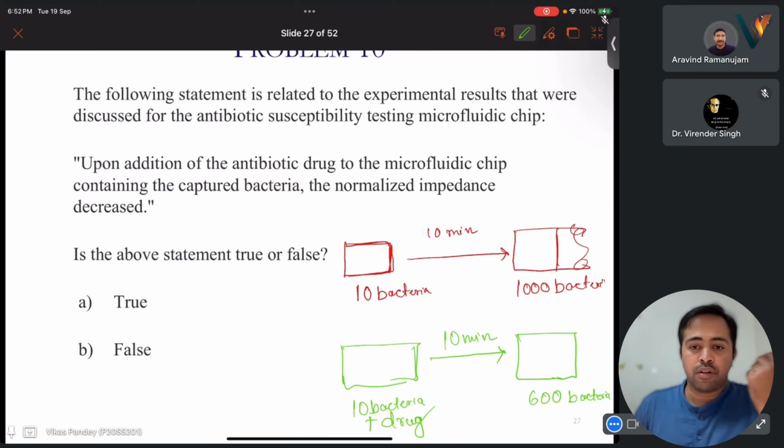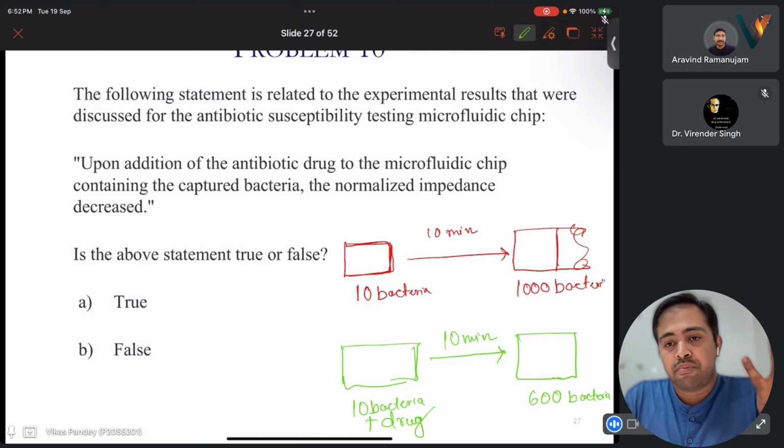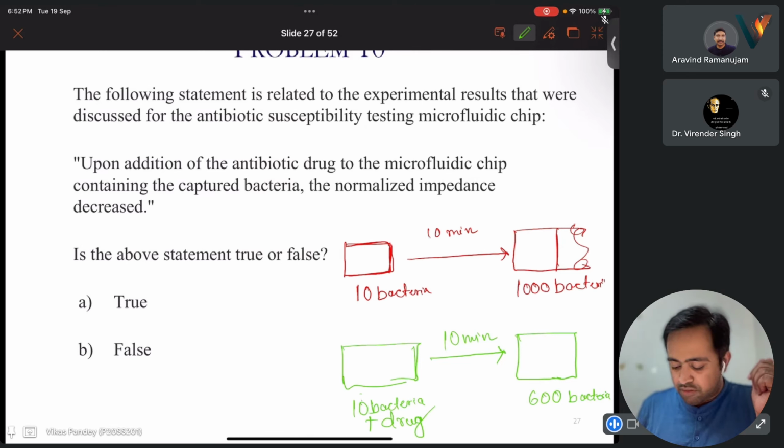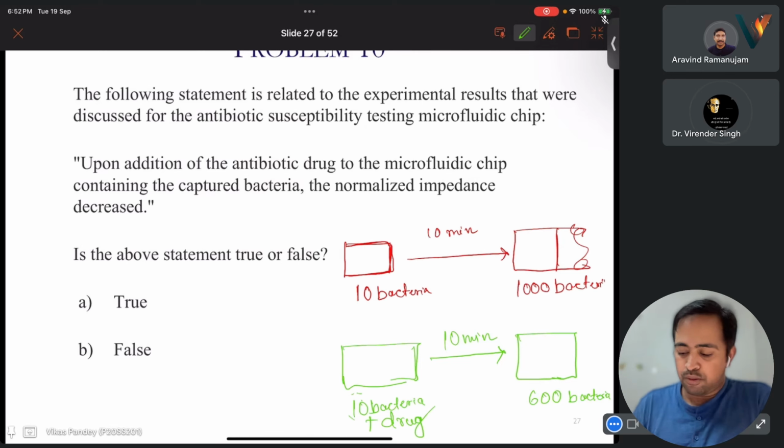But we cannot count 600 bacteria. So what is the method to know? We know that each bacterium has some charge associated with it, and if there is a charge, there will be a flow of current. Is it clear till here? Yes, sir.